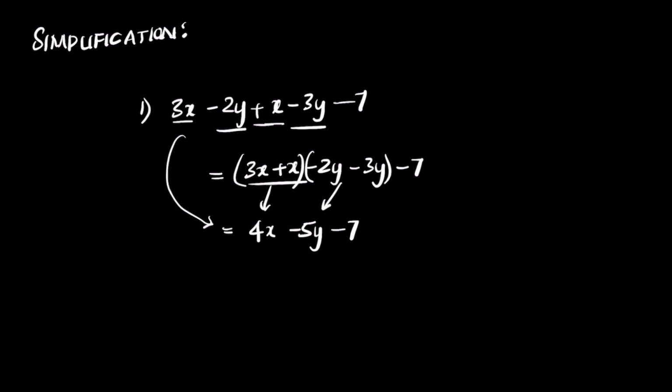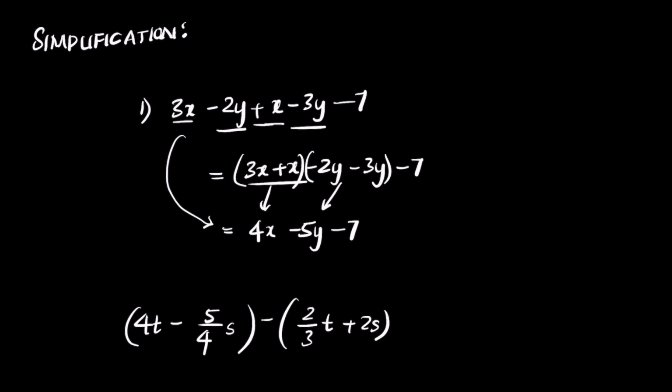Let's take another example. Let's say you have 4t minus 5 by 4s minus of 2 by 3t plus 2s. Now the idea here is to simplify this, but there is a problem. Notice that there is a minus with a parenthesis. So always remember to evaluate the values in the parenthesis first. Because there is nothing in front of the first one, we can write that one down directly.